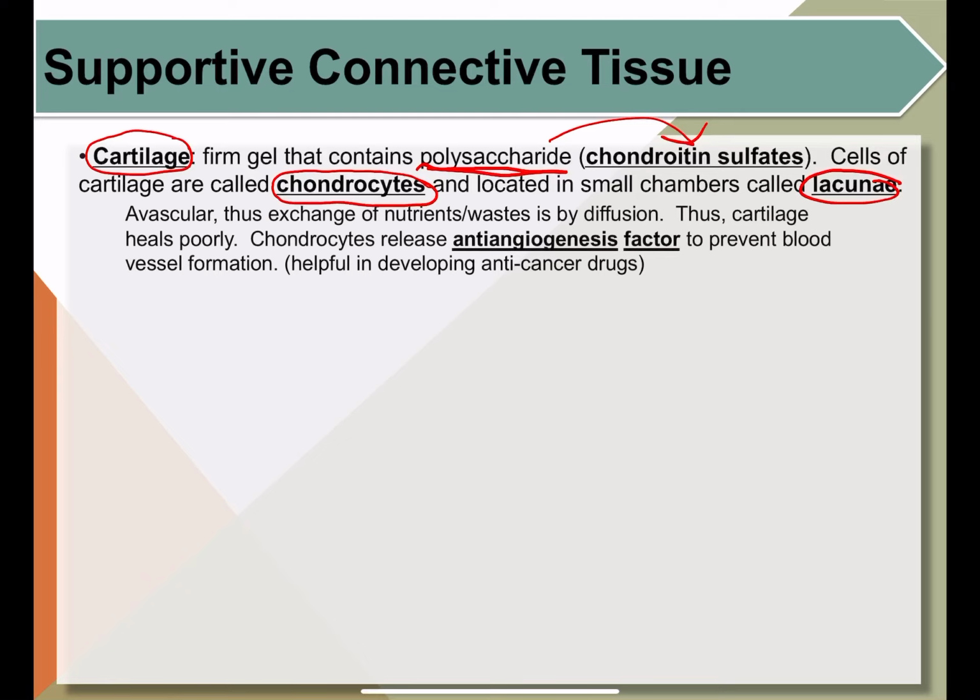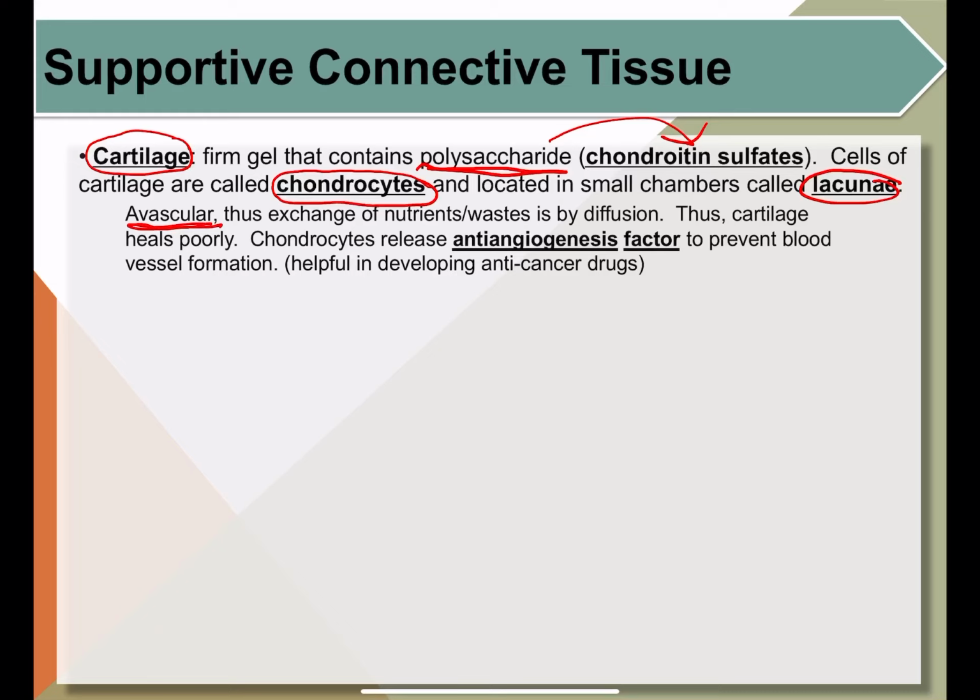Now, in contrast to other types of connective tissue, cartilage is actually avascular, meaning no blood vessels, just like your epithelial tissue. So these cells gather nutrients and get rid of waste through diffusion. Make sure you remember that cartilage tissue is avascular. This also explains why, compared to other types of connective tissue, cartilage usually heals very poorly, if at all.